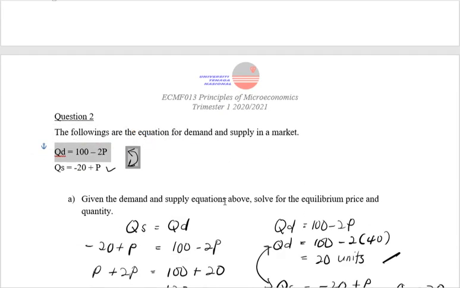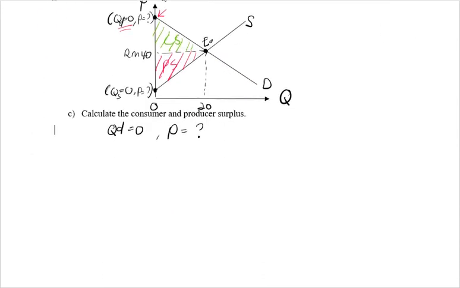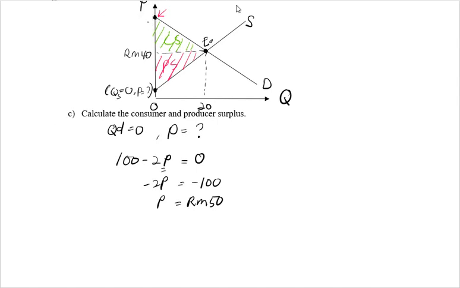The equation for quantity demanded is 100 minus 2P, and you set the quantity demanded as 0. Now you can find the value of P. You leave negative 2P, you bring negative 100 to the right, and then P becomes RM50. So this point here is quantity 0, price RM50.